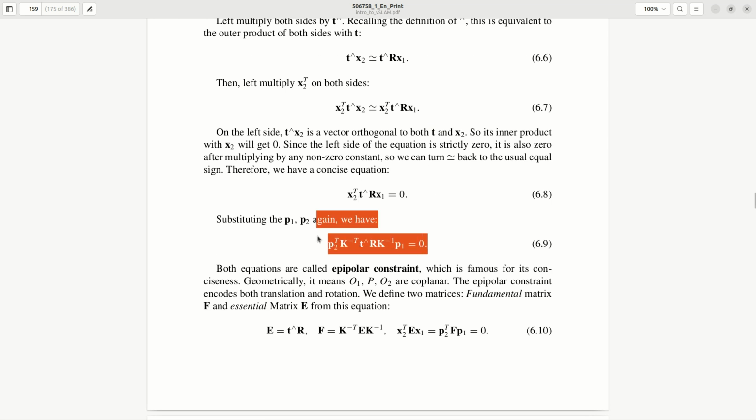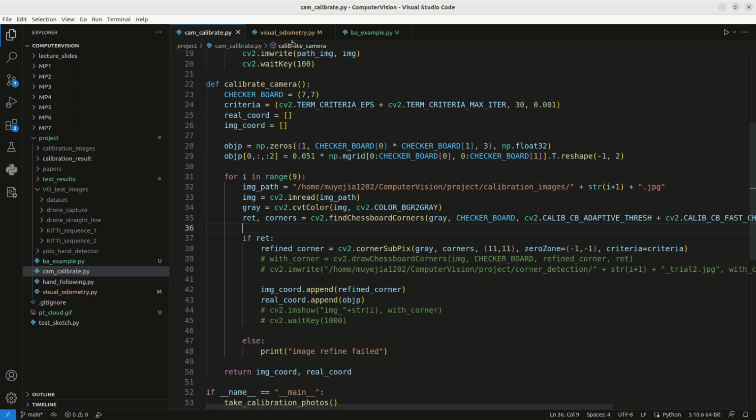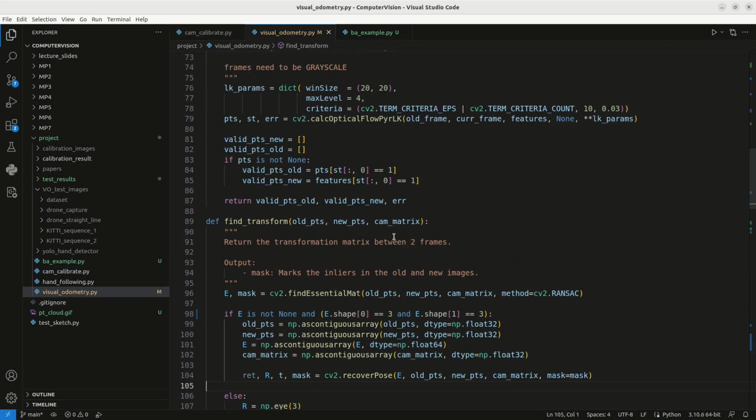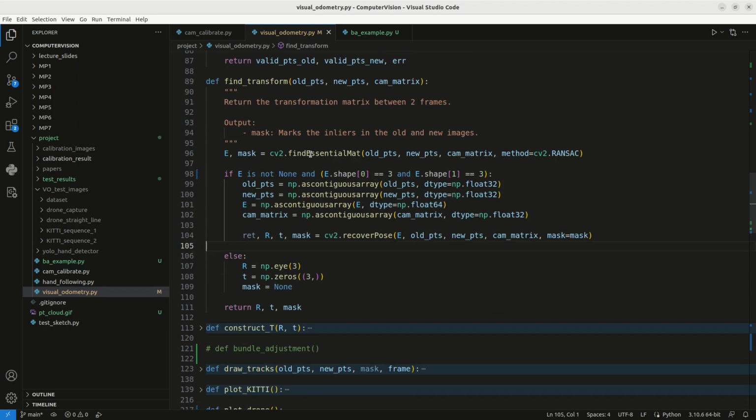And so here we get the famous epipolar constraint, right? So the next step is to solve for this essential matrix E. All those steps I just described are implemented in OpenCV's findEssentialMat. You give the feature point coordinates in the first frame and the feature point coordinates in the second frame, and of course the most important K matrix, the camera matrix.